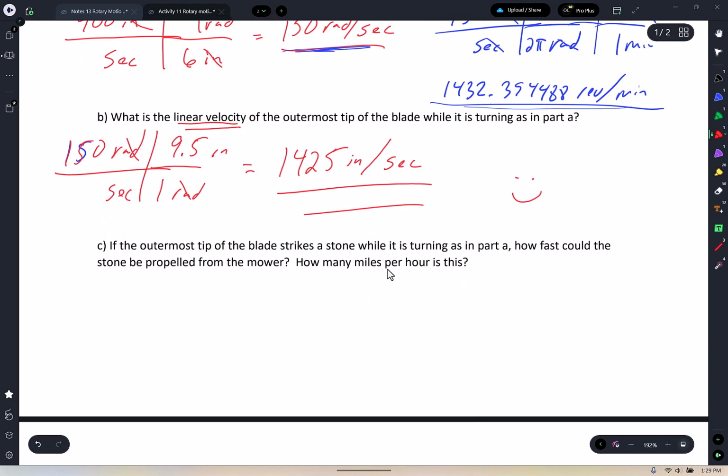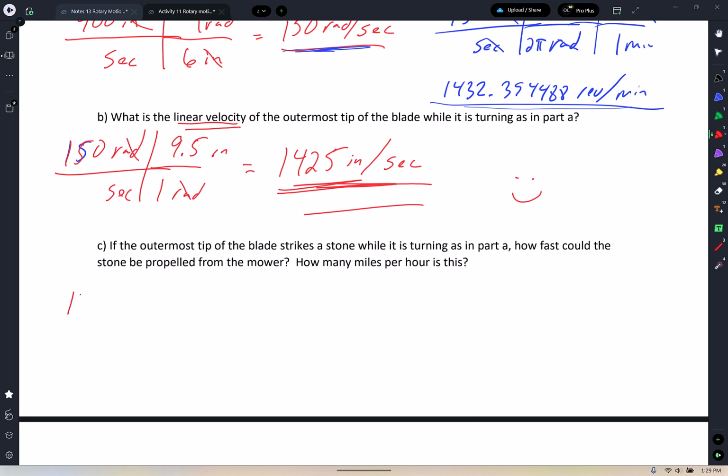Letter C. If the outermost tip of the blade strikes a stone while it is turning, as in part A, how fast could the stone be propelled from the mower? How many miles per hour is this? Assuming it does not lose energy, it's going to be this distance, 1425 inches per second. Does that make sense?